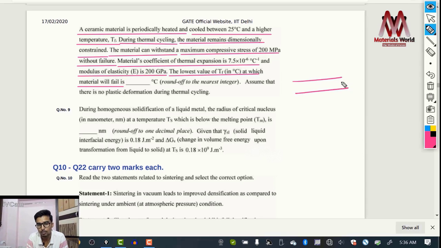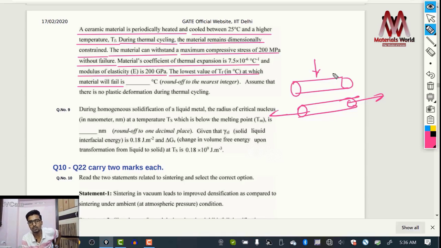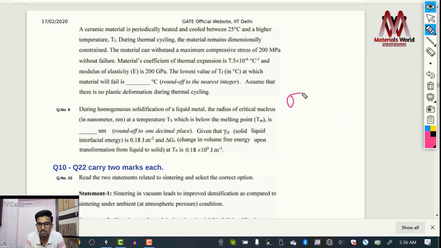Suppose one sample is there. If you heat it, it will either contract or it will try to expand. So due to repeated contraction and expansion, a stress called thermal stress is developed inside the material. That thermal stress sigma can be related with the elastic modulus and the change in temperature as sigma is equal to E alpha delta T. So let's see what the data is.